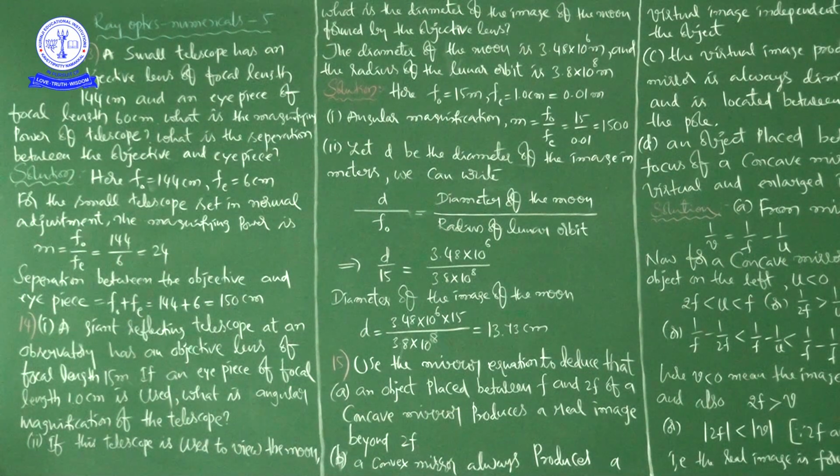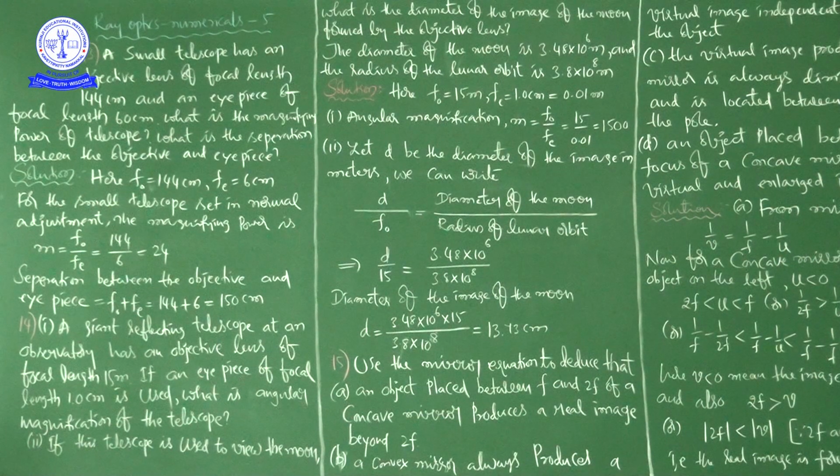So by giving some of the quantities, they are asking what the angular magnification is. What quantities have they given? See here, the objective lens focal length, that is F0, is 15 meters. Similarly, the eyepiece focal length Fe is 1 centimeter, okay? Next, the problem is not completed, there is still a second part.